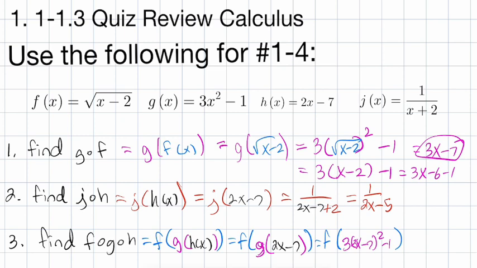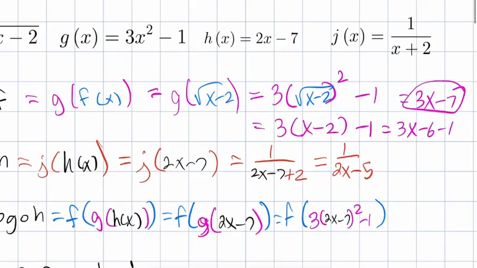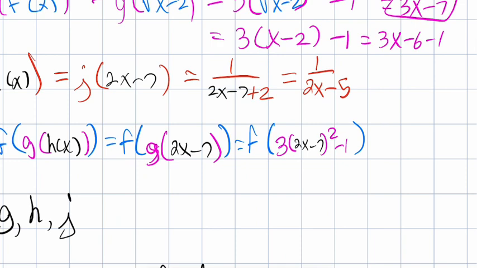3 times the quantity. Let me make that look a little nicer. 3 times the quantity of 2x minus 7 squared. Now, I am not going to do anything with my f function. I'm going to ignore it until I get this to be a little nicer. Okay. So let's ignore the f still. And let's work out that 2x minus 7 squared.